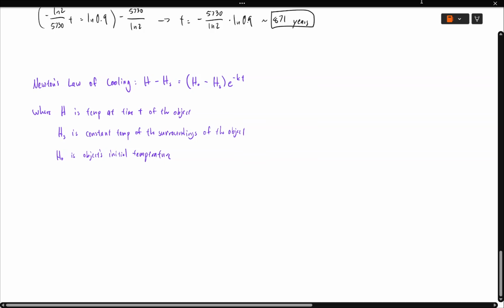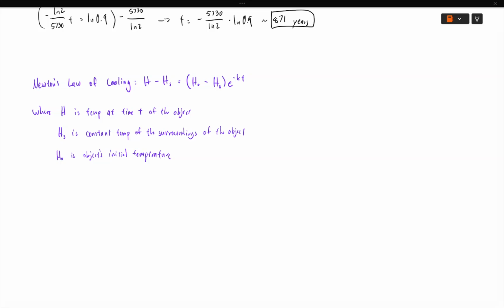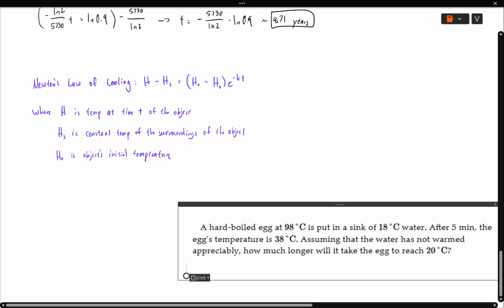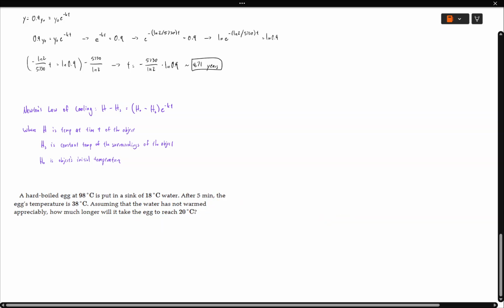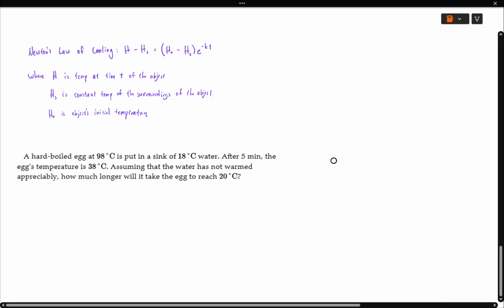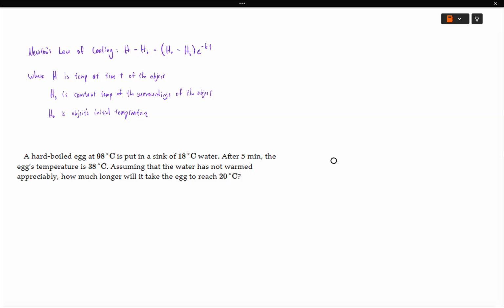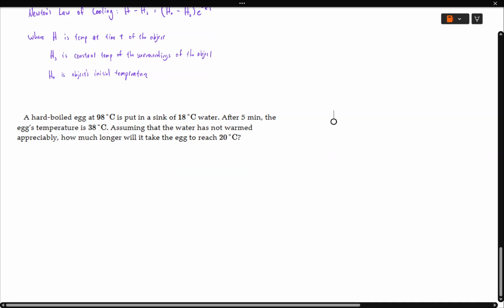Okay, so let's do a problem with this. We have a hard-boiled egg at 98 degrees Celsius that is put in a sink of 18 degrees Celsius water. After 5 minutes, the egg's temperature is 38 degrees Celsius. Assuming that the water has not warmed appreciably, how much longer will it take the egg to reach 20 degrees Celsius? Okay, so what we know for sure is that H naught, the initial temperature, is 98 degrees Celsius.